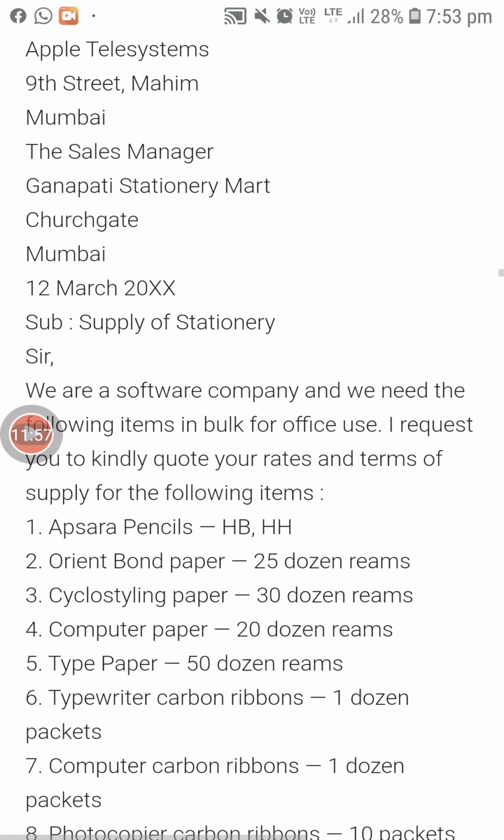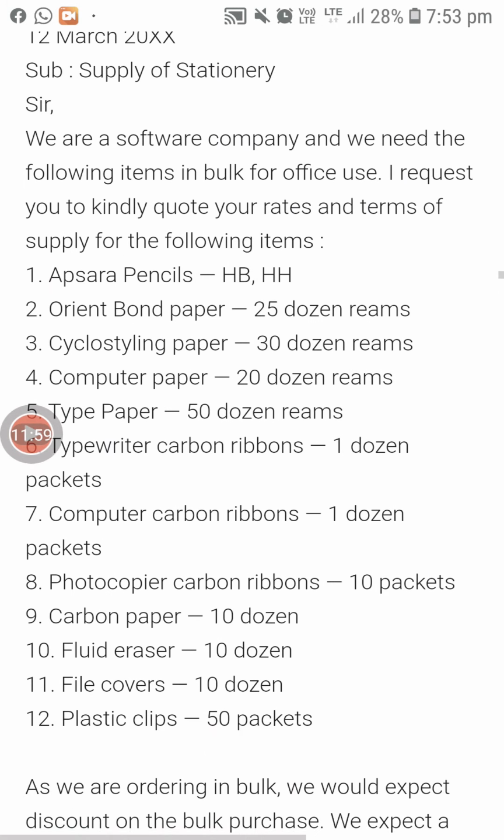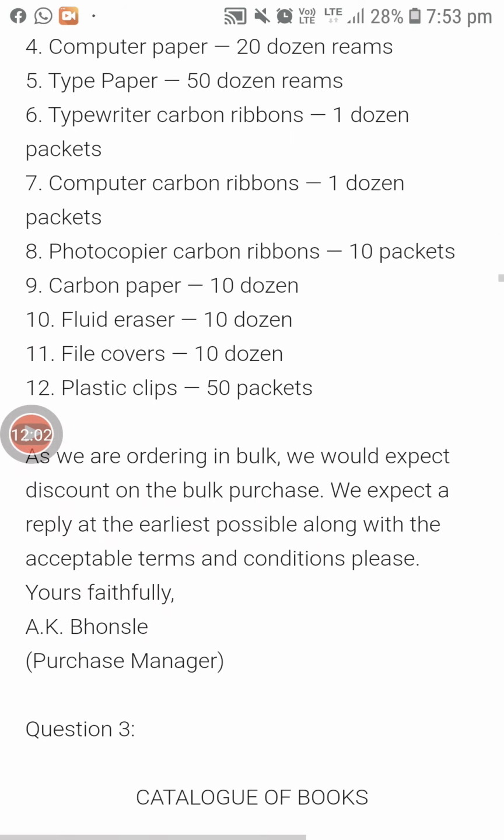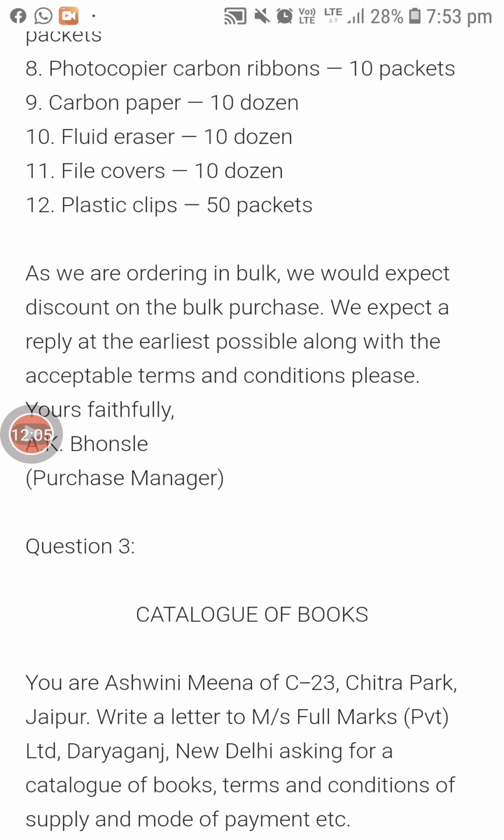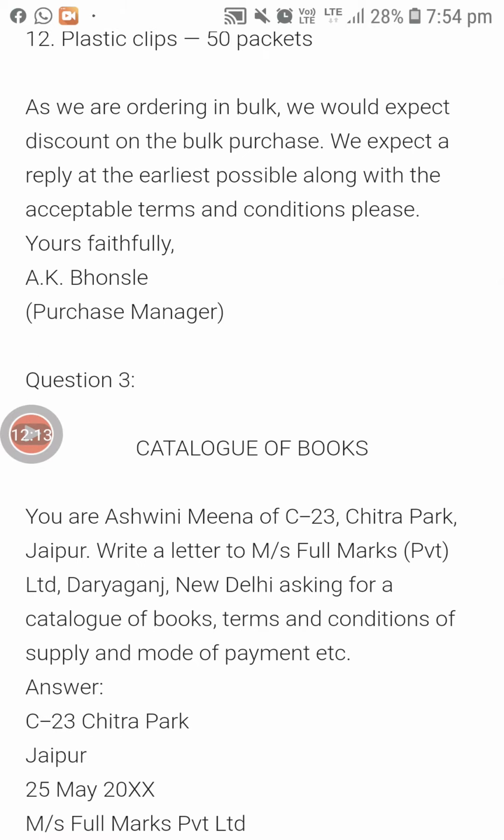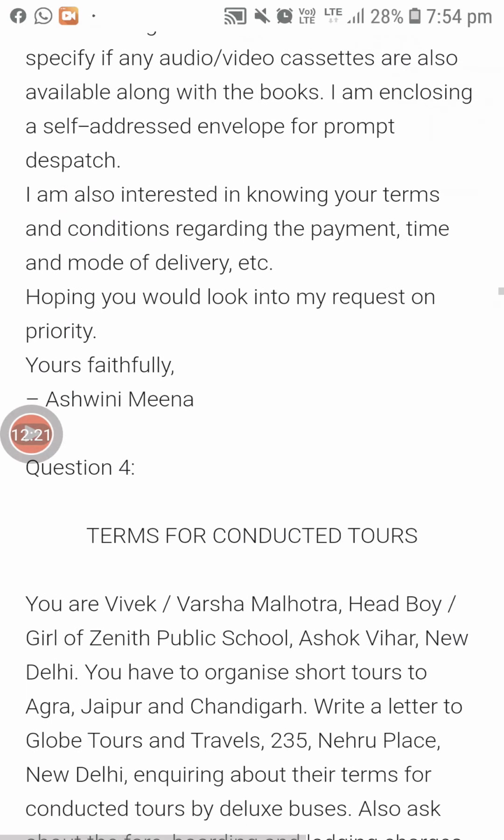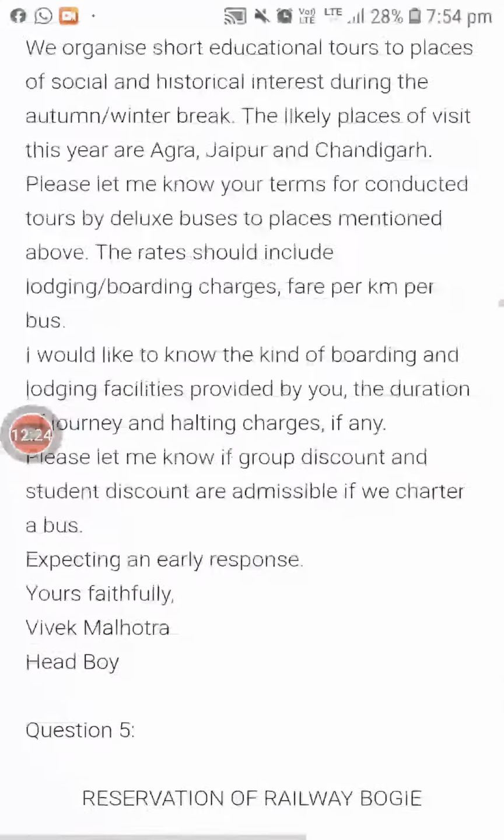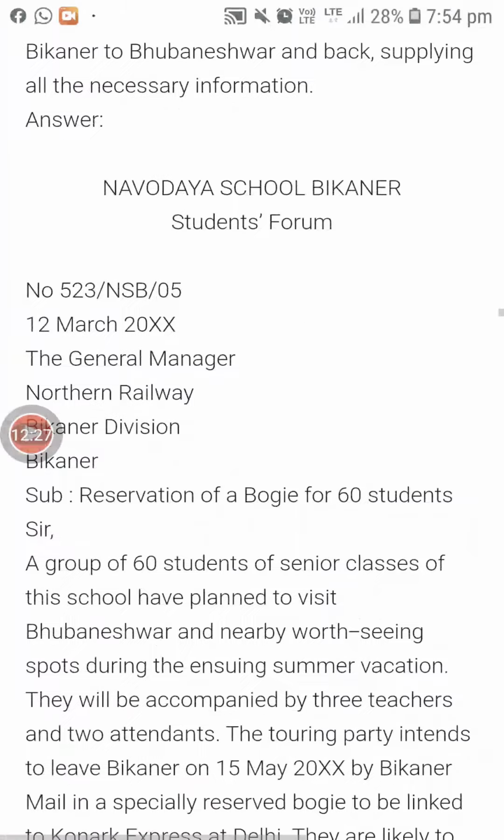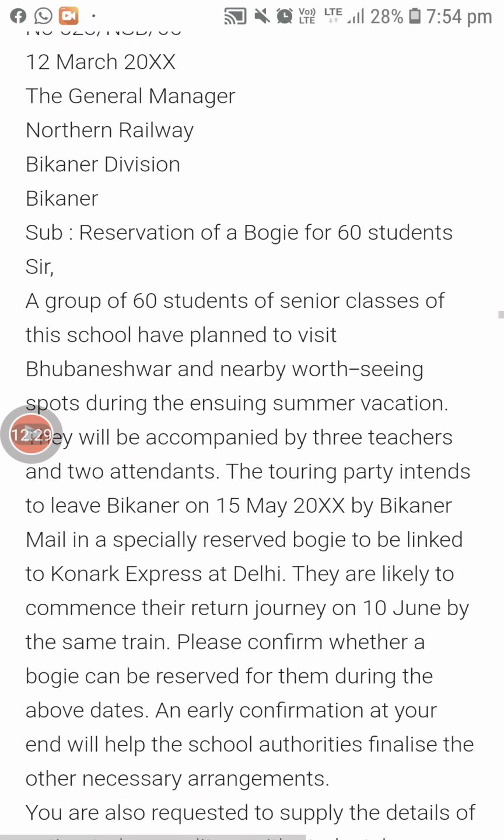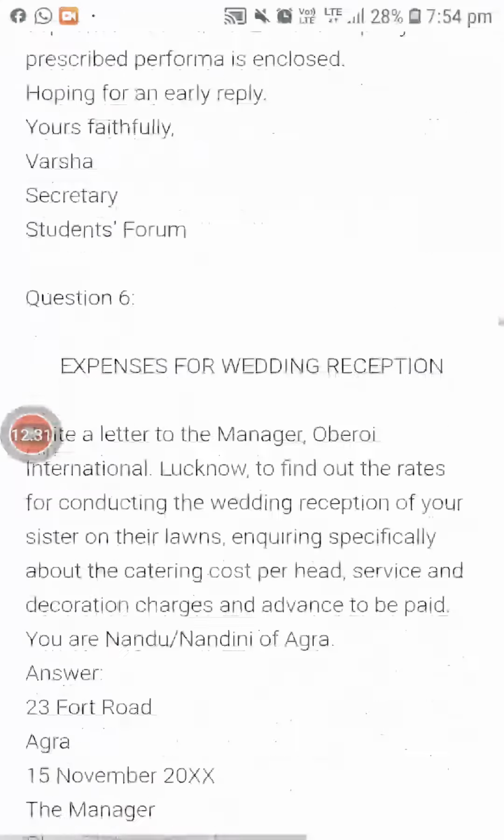See this. We are a software company and we need the following items in bulk. Now see this whole item: as we are ordering in bulk, we would expect a discount on the bulk purchase. We expect a reply at the earliest possible along with the acceptable terms and conditions. So here are some important order letters. These are the order letters, students. I am going to give you the PDF. Please just go through that.